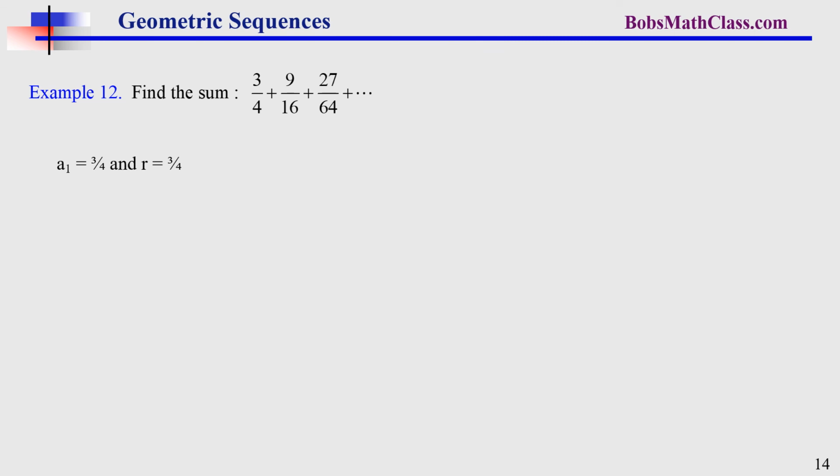Okay, so our a1 is 3/4, and our r is also 3/4. So if you take 9/16 and then divide it by 3/4, you should get 3/4. So a1 and r happen to be the same number. Plug those into our formula. Work it out on your calculator, or you can do it by hand if you want. You should get 3.